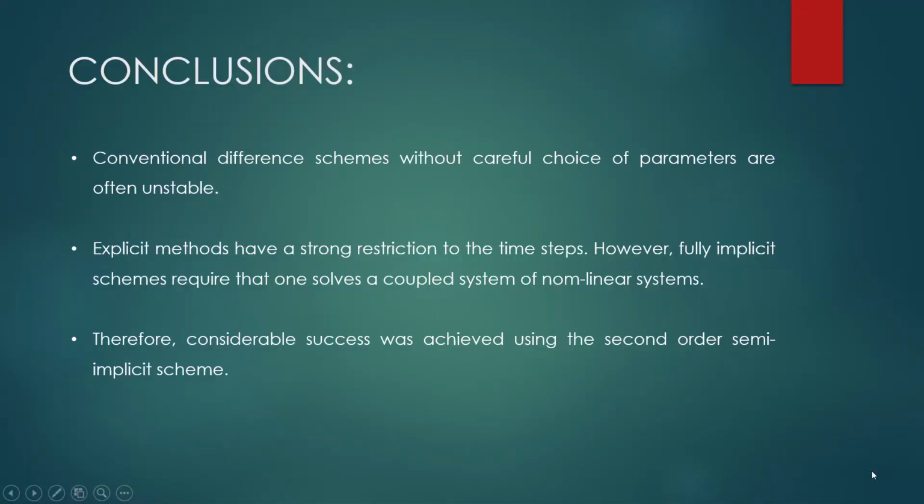So, after analyzing all these aspects, what do you think, Rishi? Yeah, definitely. We can shed some light on the conclusions. Firstly, conventional difference schemes without careful choice of parameters are often unstable. Explicit methods have a strong restriction on the time step. However, fully implicit schemes require that one solves a coupled system of non-linear equations. Therefore, considerable success was achieved using the second order semi-implicit scheme.